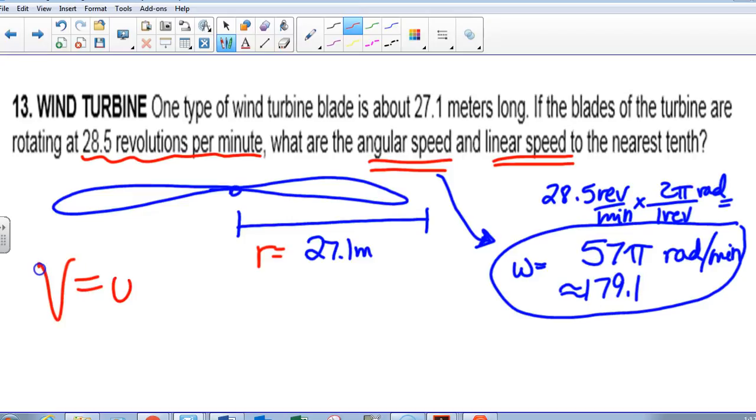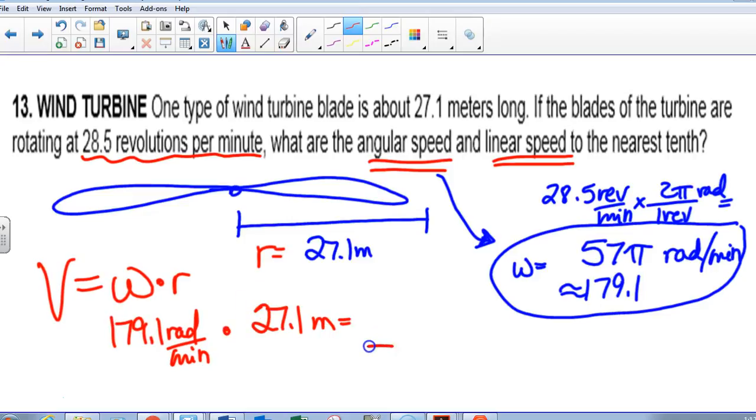Okay, we have this guy. So we're going to take our 179.1 radians per minute and multiply it by our radius of 27.1 meters and get something whose label is what? 4800? I'm confused. Okay, gotcha. And that's label, guys?